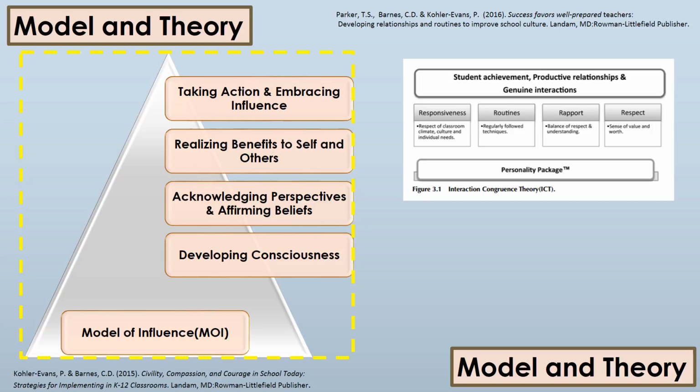Let's first look at the model and the theory, which are the foundations for this particular presentation. The model of influence, or what we call MOI, again moves someone from a point of just awareness or developing a consciousness, developing some knowledge around a particular idea or concept, to taking action and embracing their influence to be that particular change enterprise. It is a 4-level effective hierarchy that also includes acknowledging one's perspectives and affirming their beliefs, and then also acknowledging your own perspectives and affirming your beliefs about a particular value or an attribute.